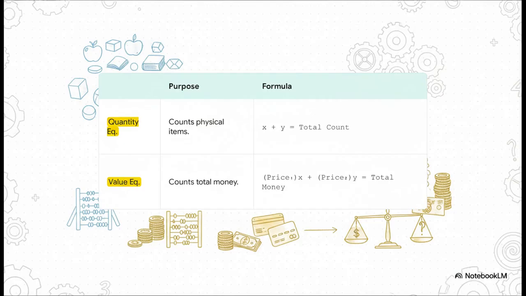And you know what's so cool about this is just how simple it is. The first equation, the quantity equation, literally just counts the stuff. That's it. X plus Y equals the total number of items. The second one, the value equation, is where the money comes in. It takes each item, multiplies it by its price, and adds it all up to get the total cash. Every single problem is going to follow this exact structure.